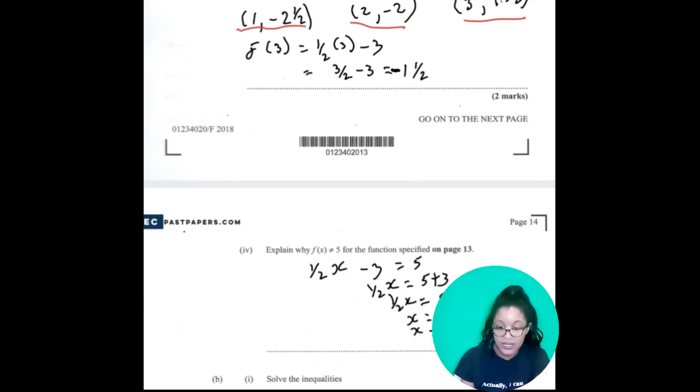So that is not in the domain that was given on page 13. So f of x cannot be equal to 5 because 16 is not in the domain that was specified. And the domain could only be 1, 2, or 3. This is not 1, 2, or 3. So it's not in the domain, so f of x cannot be equal to 5.